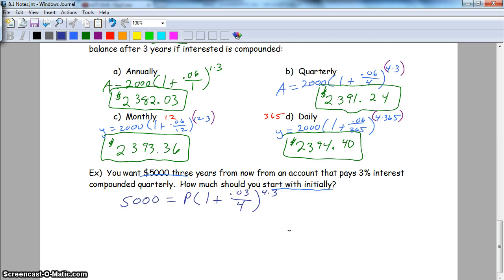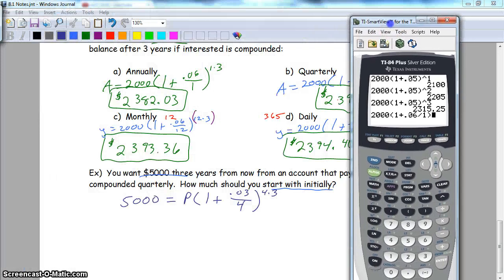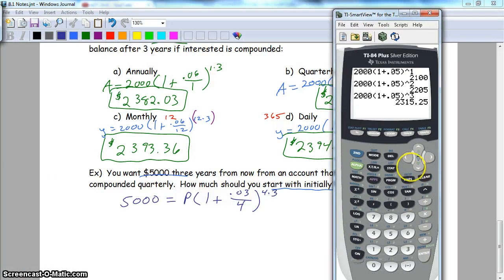So a couple of ways to do this. The first way, tell you what, whenever you're in doubt and you're like, I'm not sure how I'm going to solve this, pull out your calculator. Your calculator can solve anything you want. Let me show you how. Go to y equals, and if you got anything there, clear it out. You put in the left side of the equation. We want 5,000. Oops, that's too many thousands.